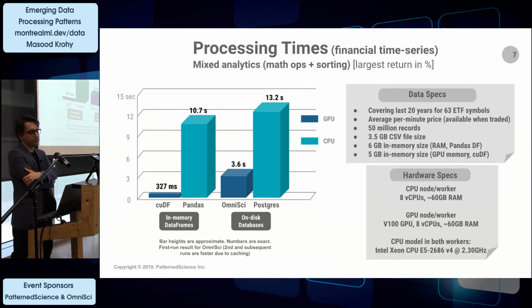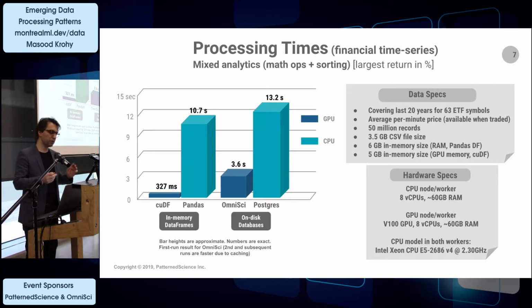Third and last query that I'll show is a mixed operation, which means that basically we are calculating the return and then we sort it. So to calculate return, we pick up two columns from the data set: open price and closing price of that minute. At the beginning of the minute, there's an open price. When the minute finishes, there's a closing price.